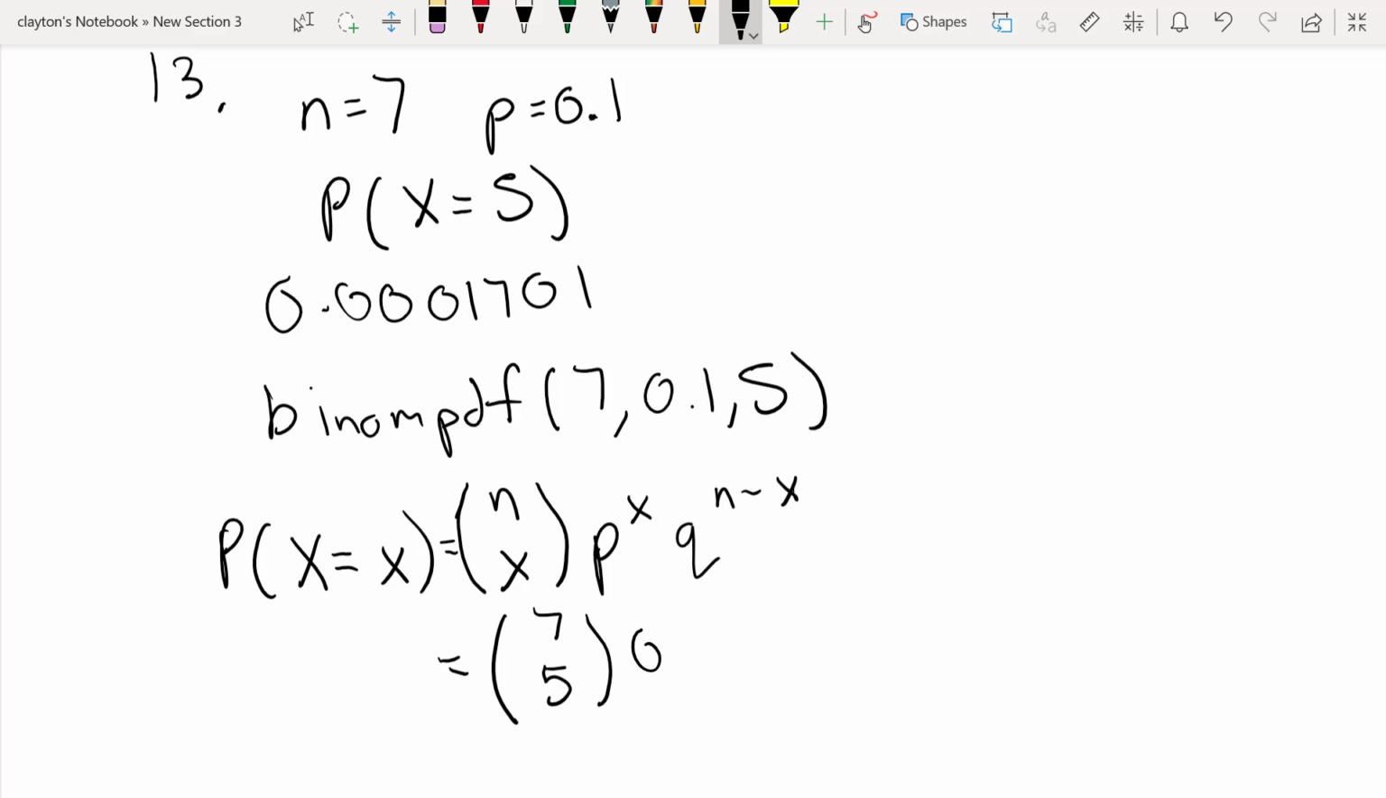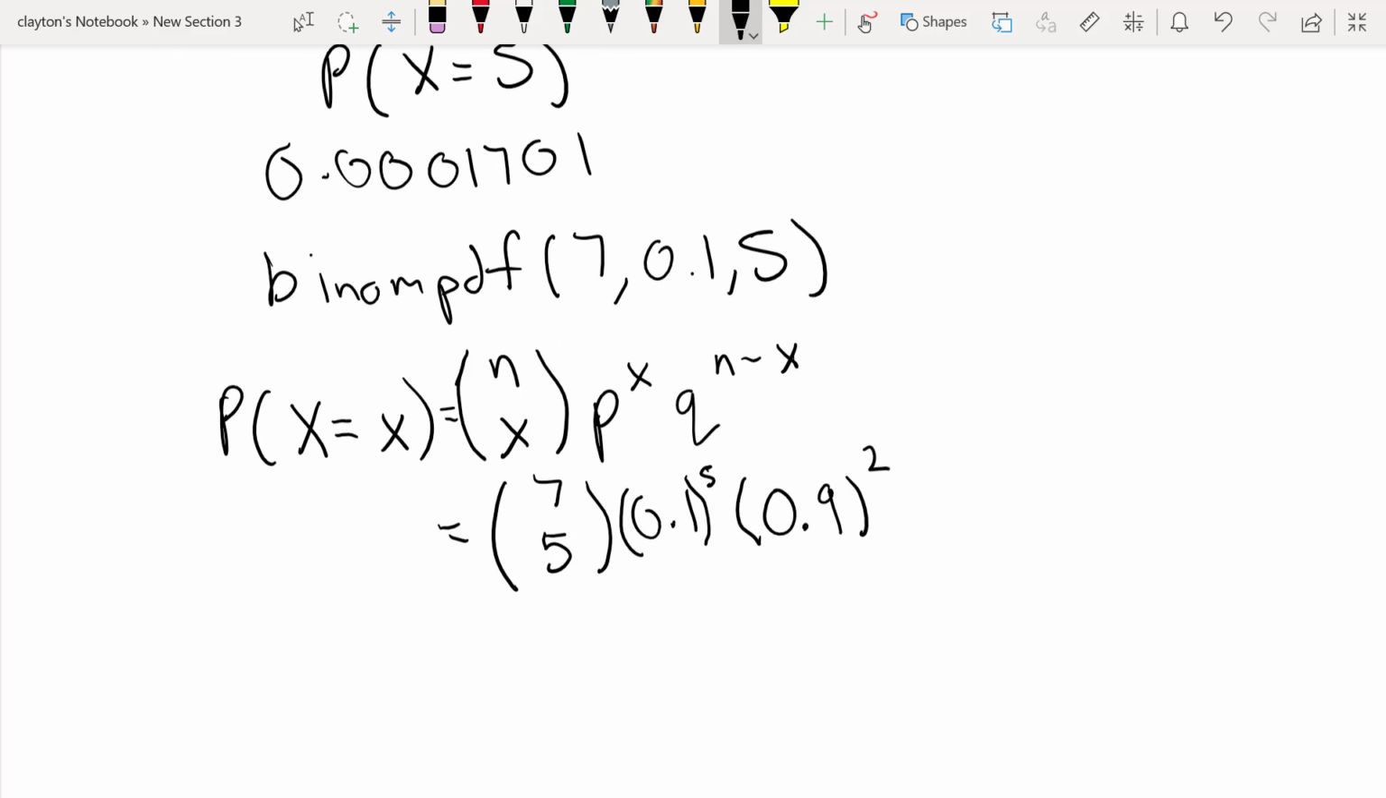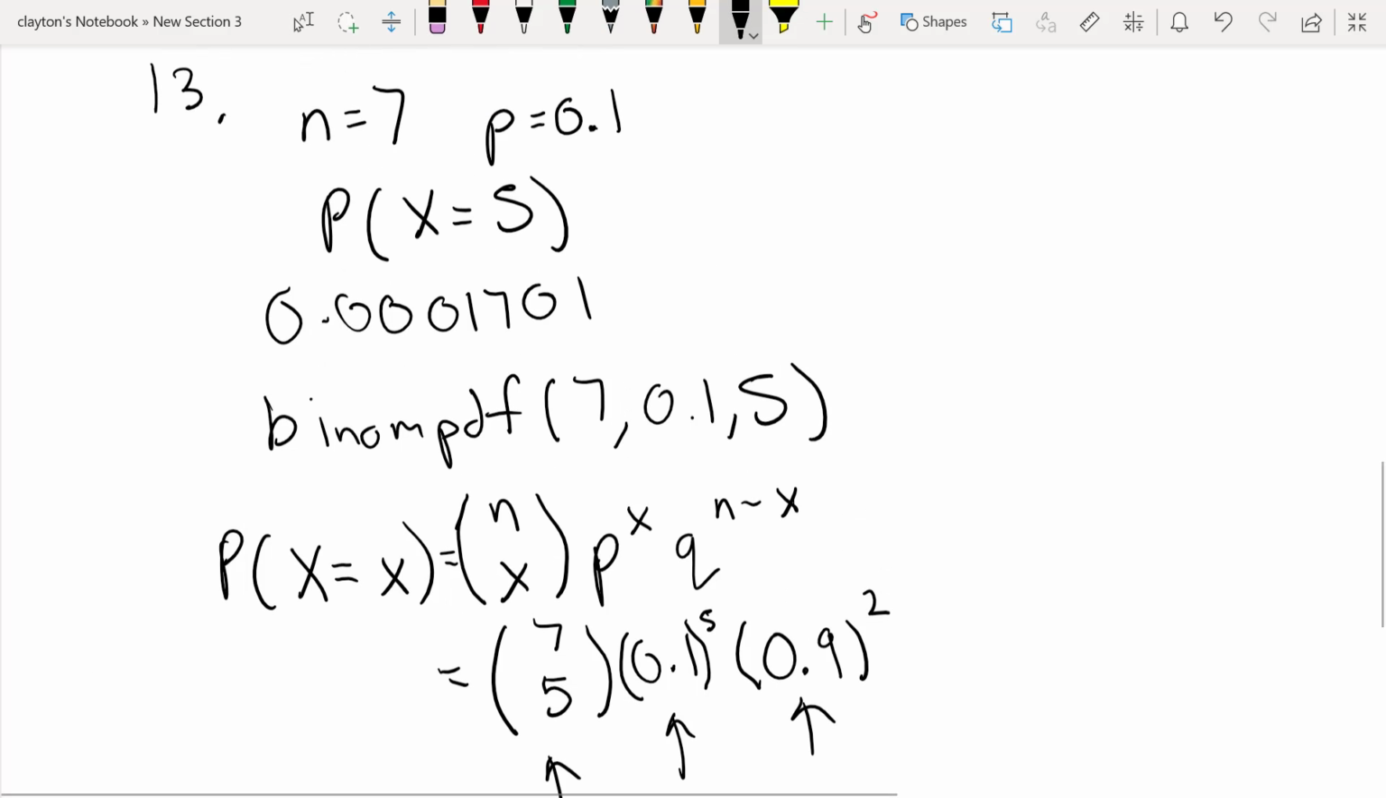This would be 0.1 raised to the 5th power. We have 5 successes, right? So it has to happen 5 times. And then we fail twice, right? So failure is the complement of the 0.1, which is 0.9. And out of 7 times, that would happen twice. So this number here is telling you all the possible ways that this can happen as far as the arrangements of these successes and failures. And this is the actual probabilities that are occurring. Right, but this is the calculator. This will allow you to check, or if he wants you to use the calculator, you can just fairly use the calculator.